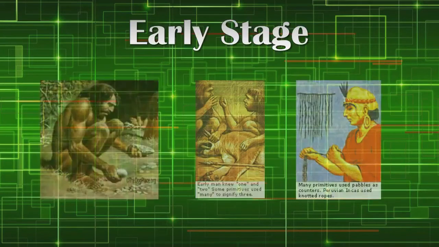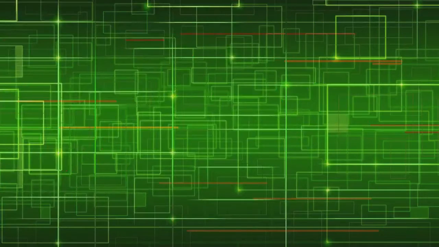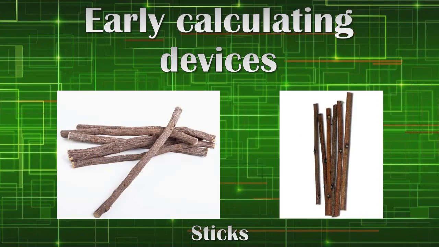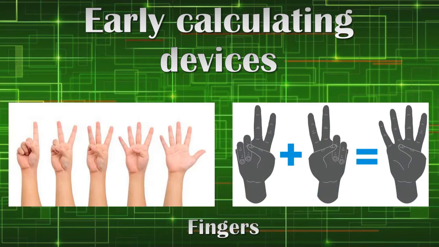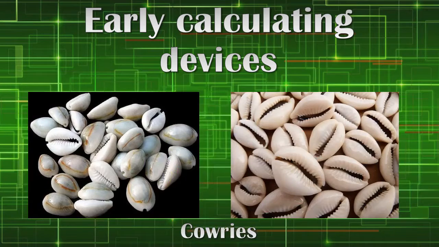The computer that we use today is a result of thousands of improvements that have occurred over a period of time. So in the early stage, early man used many kinds of things to calculate. The early calculating devices are stones, sticks, fingers, pebbles, and cowries.